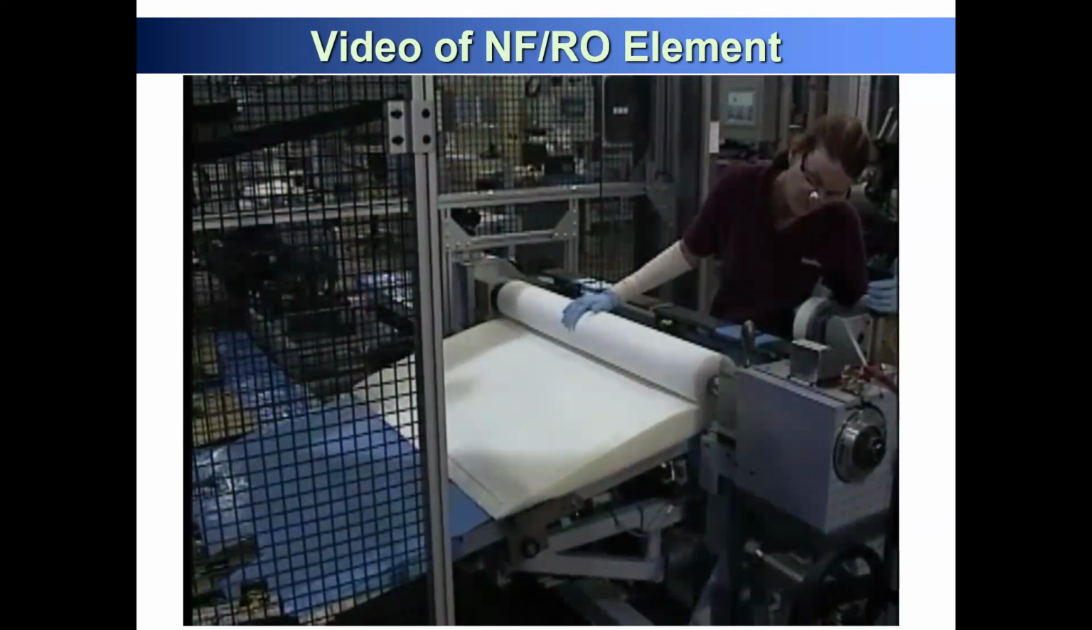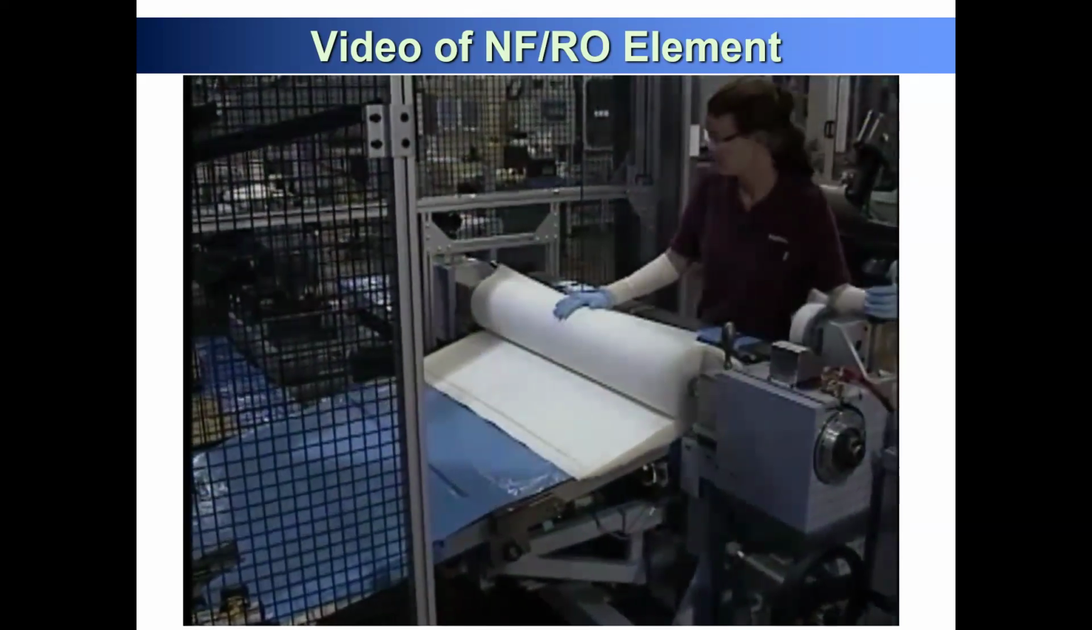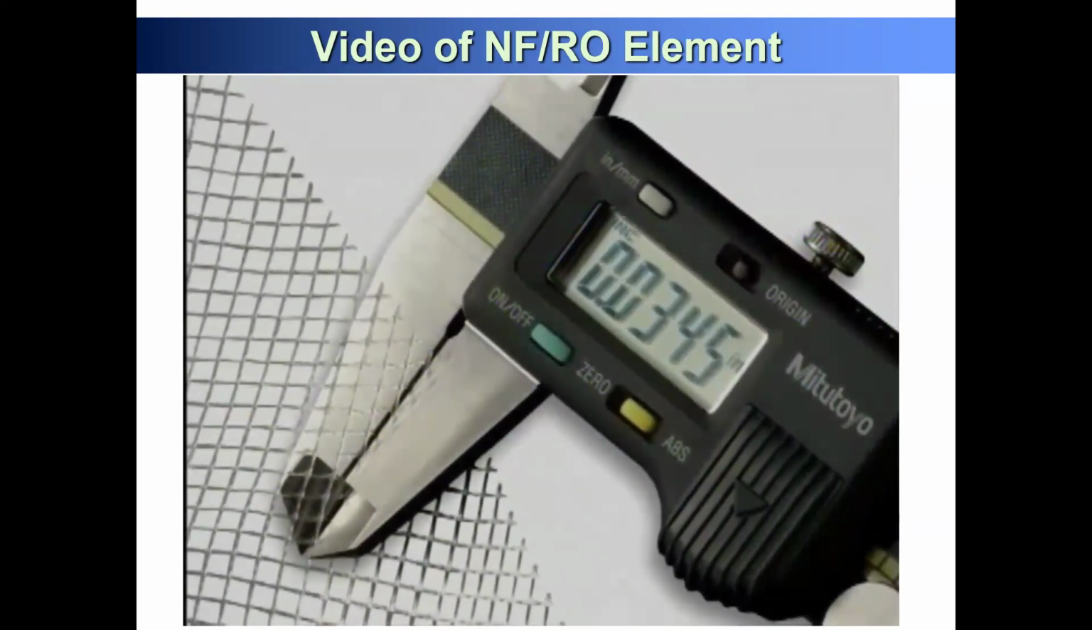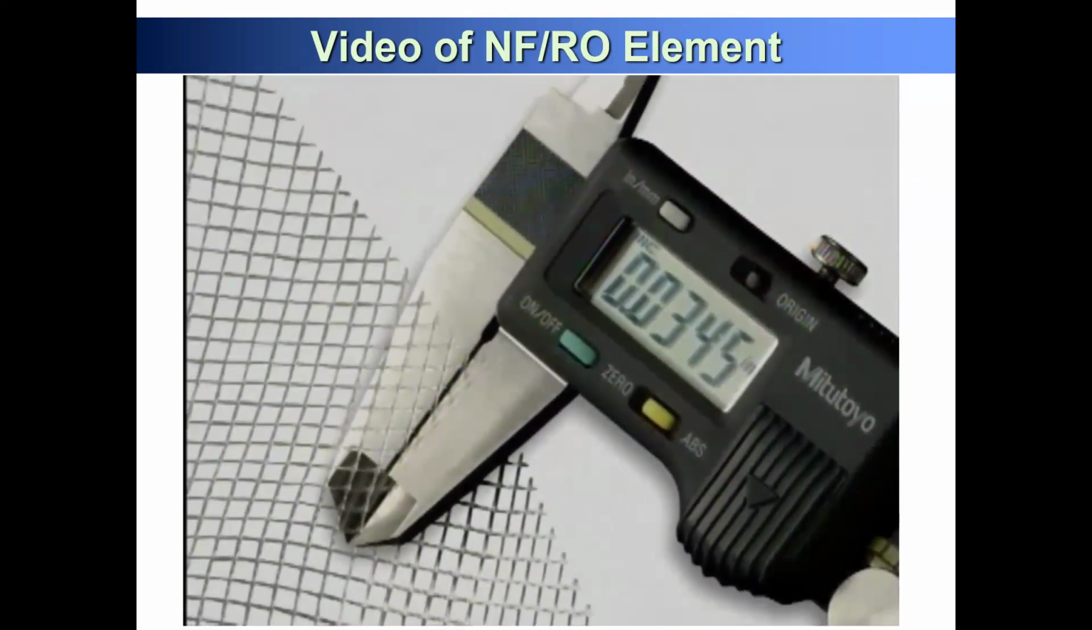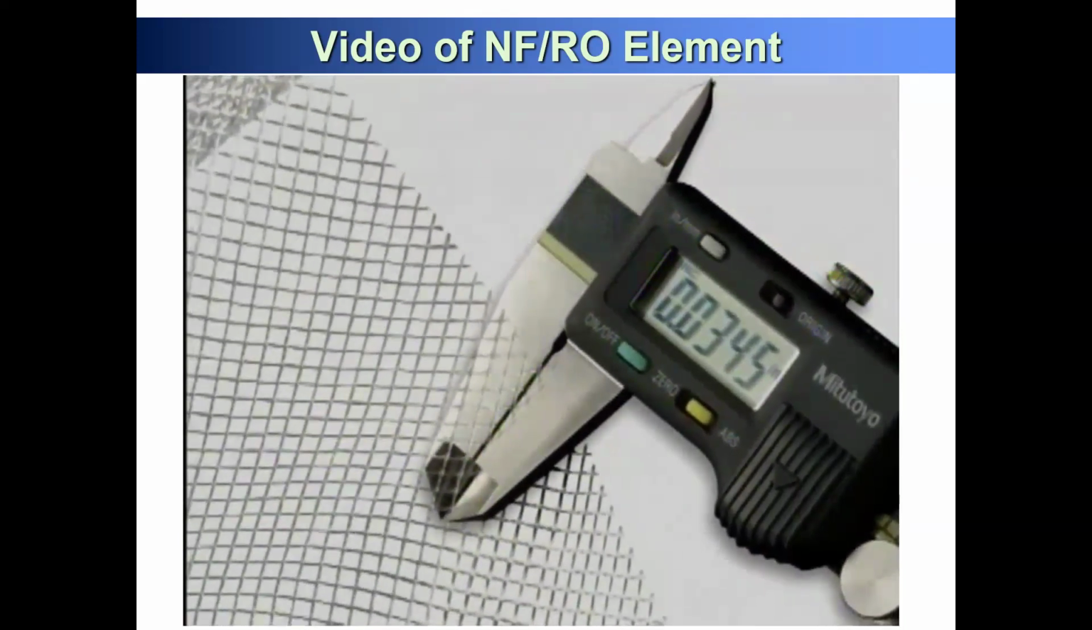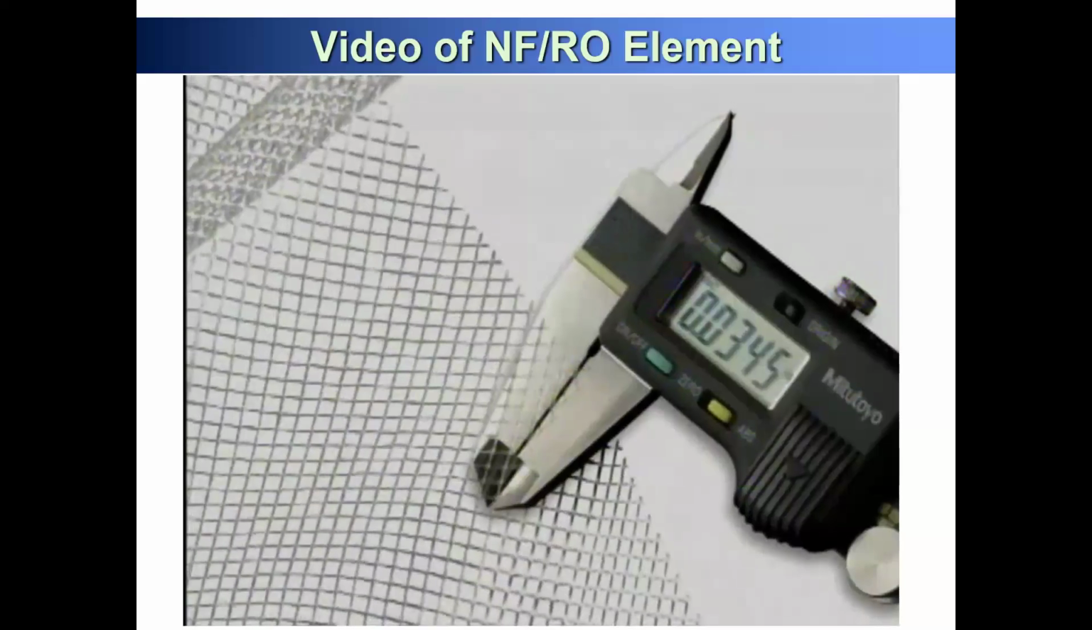FilmTech elements are optimized to have the highest active area combined with the thickest feed spacer in the industry, offering several operating benefits, including improved cleanability, lower pressure drop, increased durability, and the ability to handle more challenging feed waters.